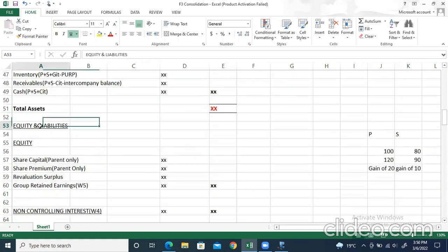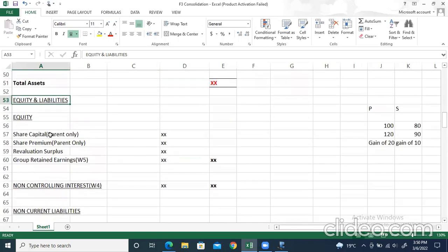Now let's come towards equity and liabilities. So equity has some kind of restriction, some implication that I'm telling you over here. First of all, we write the first two amounts as you can see over here. The first two amounts are share capital and share premium. We are writing these two as parent only. Now, this is a very important discussion. Why are we writing parent only? Let me explain this with full logic.